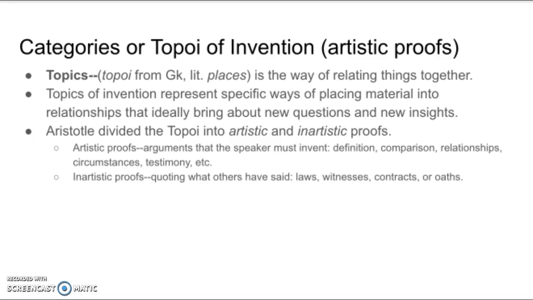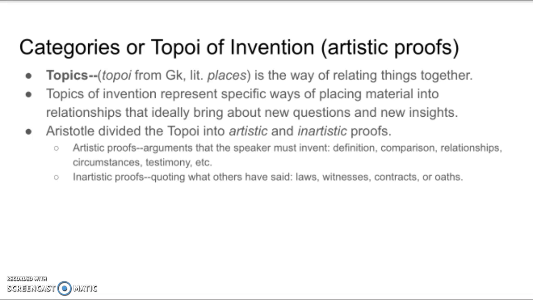Topoi, or better translated into English topics, literally comes from the Greek and it means places. When we talk about rhetoric, the topics or the topoi are the ways in which we relate ideas together. So the topics of invention represent specific ways of placing material into relationships that ideally bring about new questions and new insights.